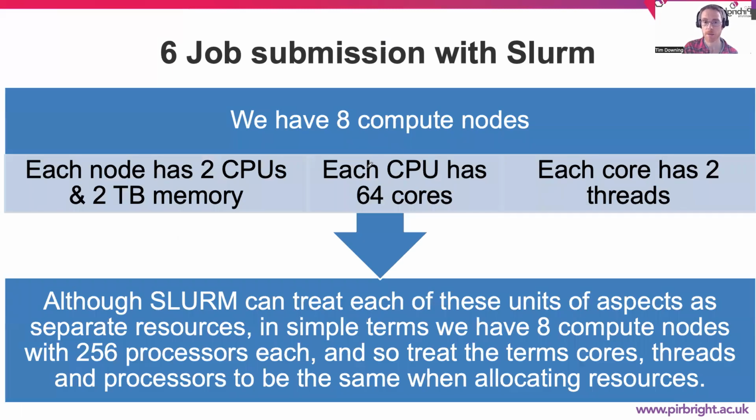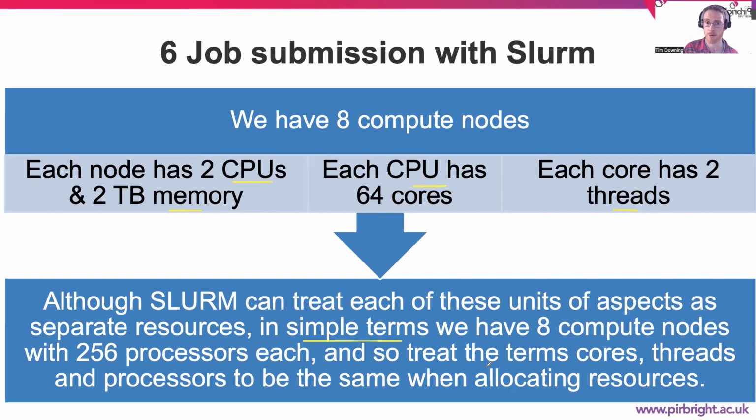So there's 8 main compute nodes on the server. Each has 2 CPUs and 2 terabytes of memory, which is a lot of storage memory. Each of these CPUs has 64 cores, and each core has 2 threads. So for most simple tasks that are routine, you would only need 1 thread to actually complete them. So although threads, cores, CPUs, and nodes are slightly different, in simple terms, they can be considered the same here and therefore computing power.